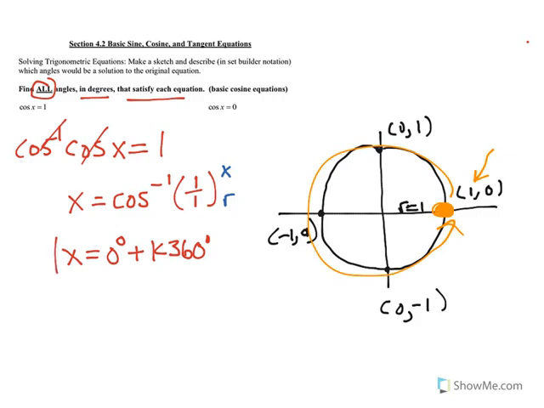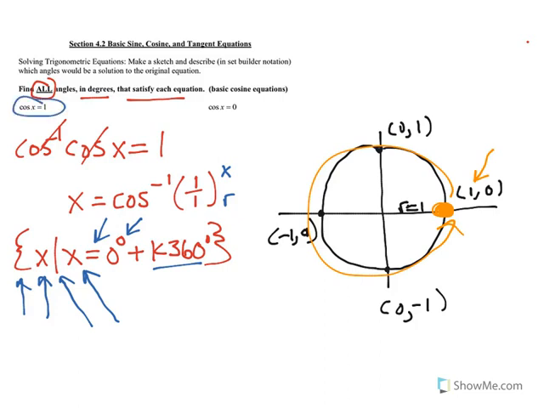And then you can put this in set builder notation. So put your set brackets on it. So the way you would read this is you have a solution set. This is called a set bracket. So a solution set for variable x such that x is equal to 0 degrees plus any multiple of 360. So that should be an example for the first one. Cosine of some angle equals 1. That angle has to be 0 degrees plus any multiple of 360.